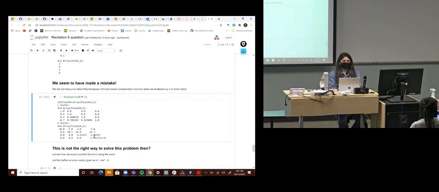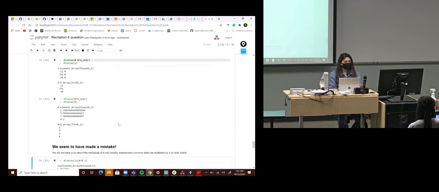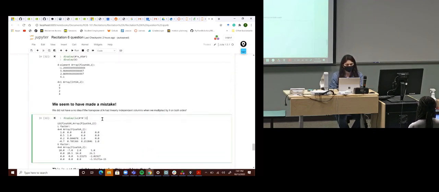Okay. So we know that it's an approximate solution, and you can't just say, I'm going to multiply by A transpose on both sides and still expect it to be equal. It's not equal. It's approximately equal.